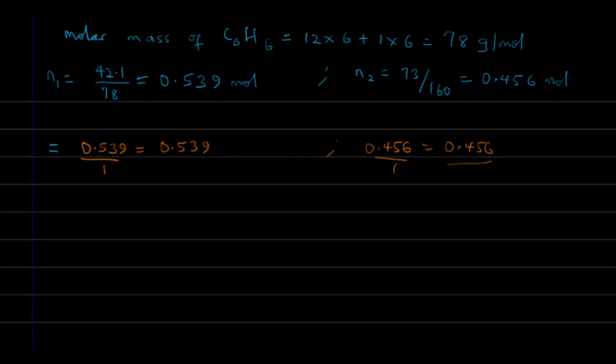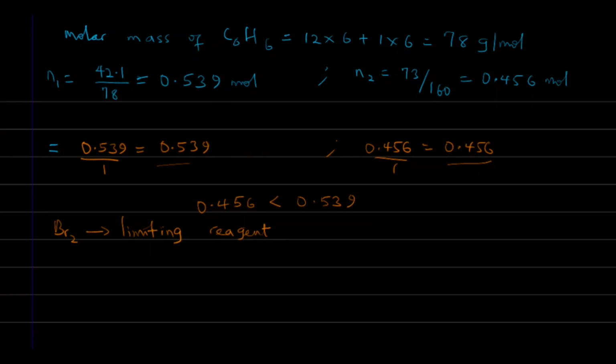So if we consider the two, 0.456 is less than 0.539. That tells us that bromine is limiting. Bromine is having a lower value than benzene. So the bromine molecule is the limiting reagent. Now that we have determined the limiting reagent, it is useful because the limiting reagent is used in determining the parameters needed for the products.